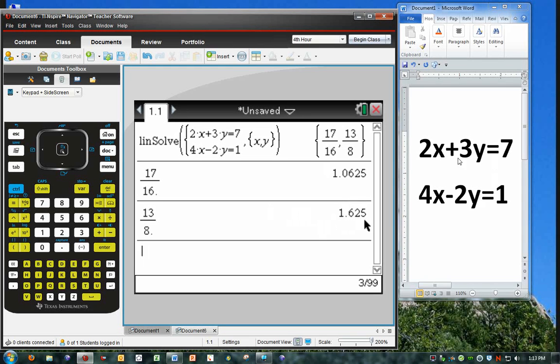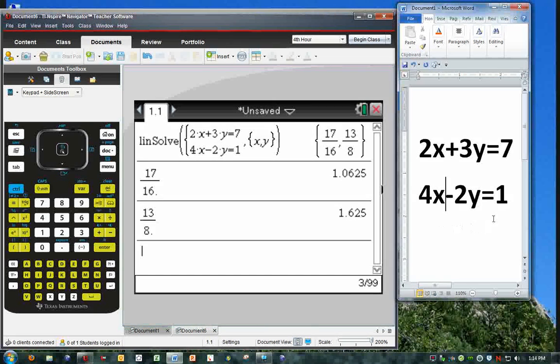Alright, we're going to solve the same system that we solved before. I wanted you to see the answers because we're going to jump into the graph and solve this graphically. So we did lin solve here and we got 17 over 16 and 13 over 8, and we had 1.0625, 1.625. So we know what our answers are. Let me just type these in here.